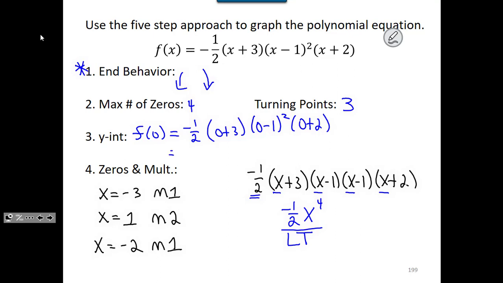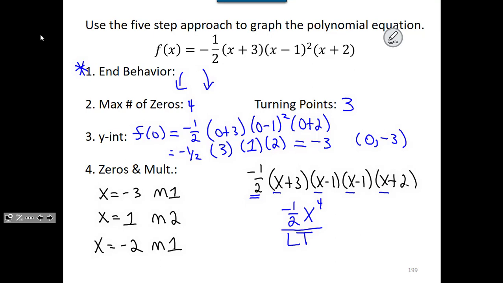Okay. So that's going to be negative 1/2 times 0 plus 3 gives me 3. So let's think about 0 minus 1. 0 minus 1 is negative 1. If I took negative 1 and I squared it, that would turn into positive 1, and 0 plus 2 would give me 2. So 3 times 1 is 3, times 2 is 6, and 6 times negative 1/2 gives me negative 3. So my y-intercept is at (0, negative 3).